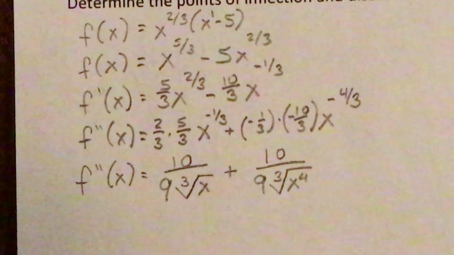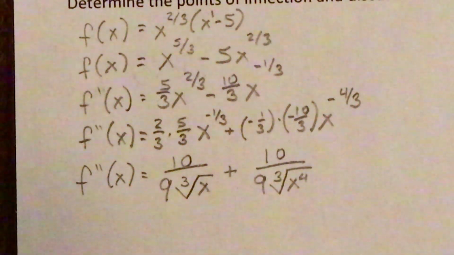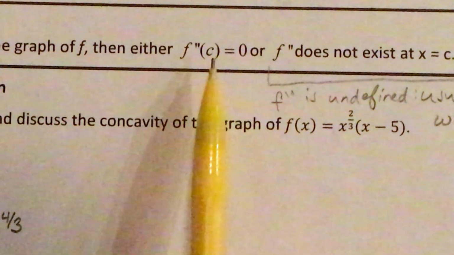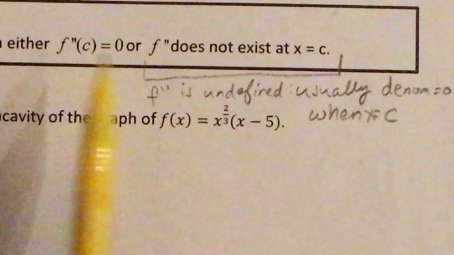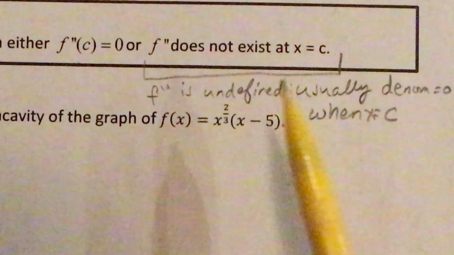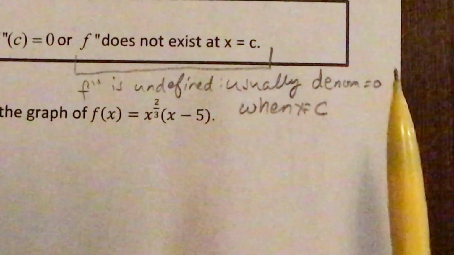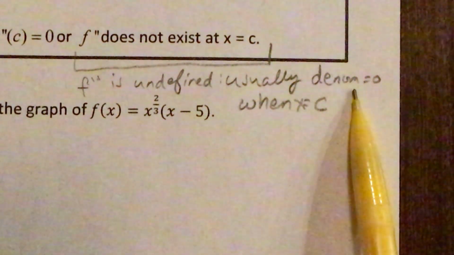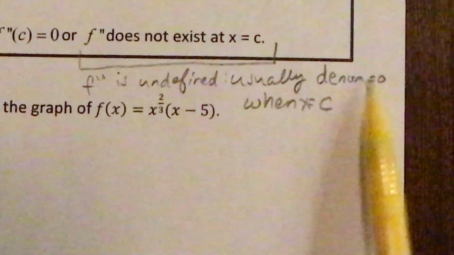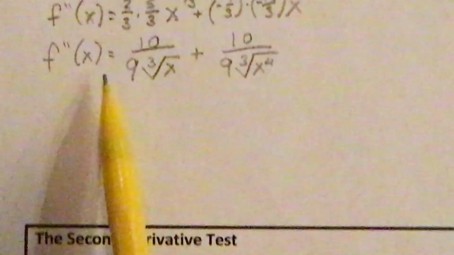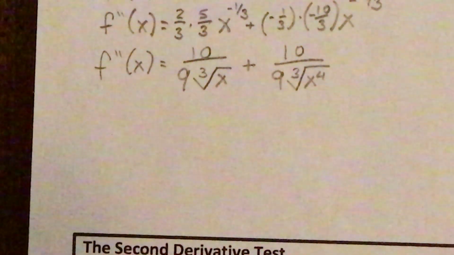Okay. We want to see, where does f double prime of c equal 0? And where does f double prime not exist? So where can we make the denominators equal 0? That's the big deal. Where do denominators equal 0? Or where does f double prime of x's domain not work out?